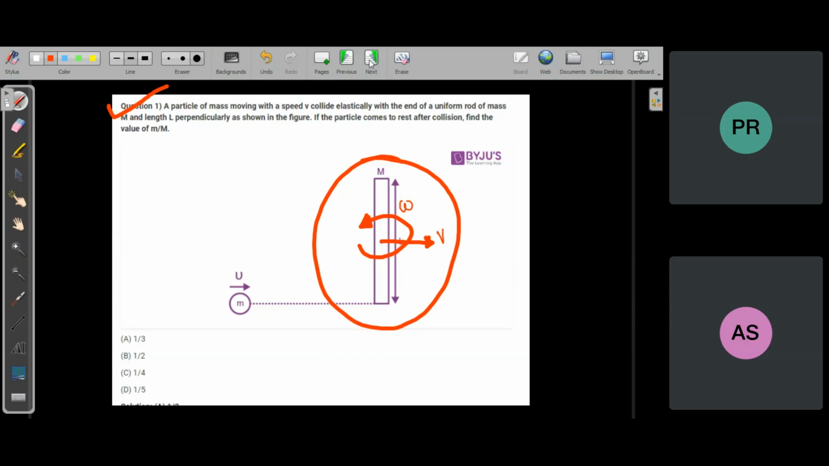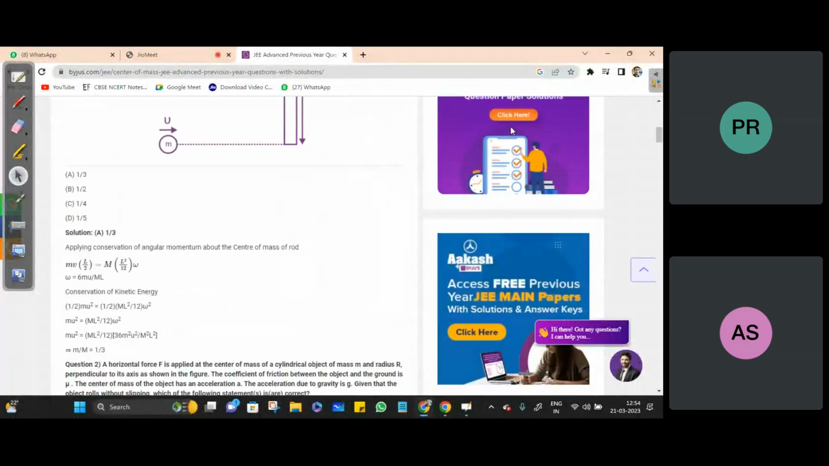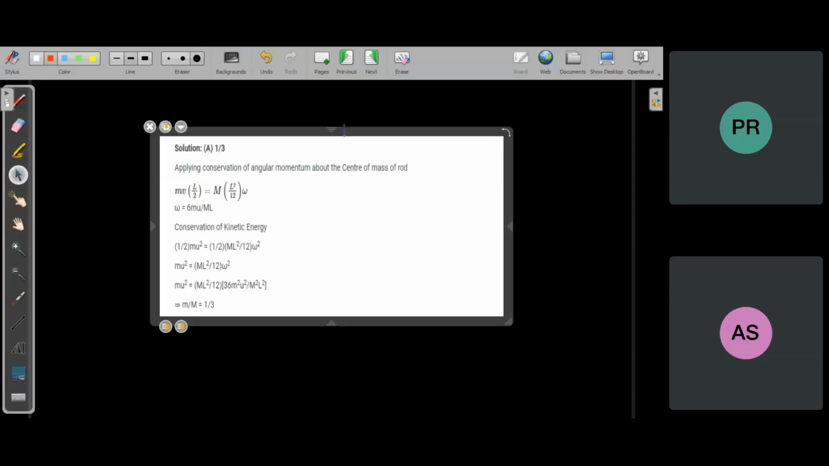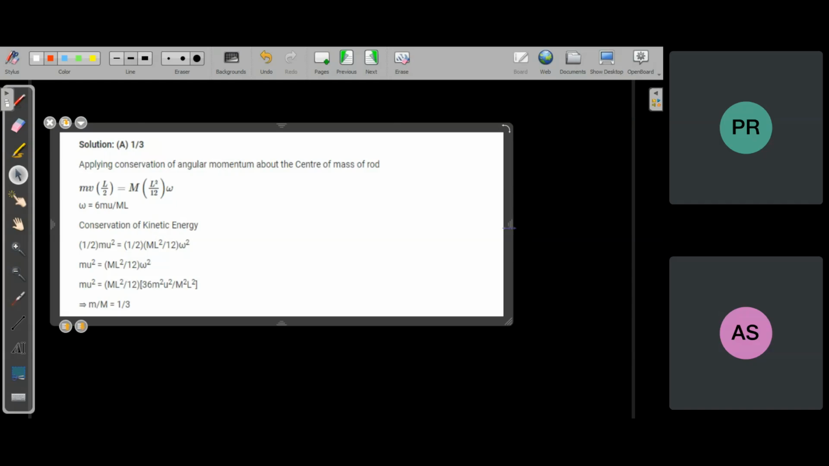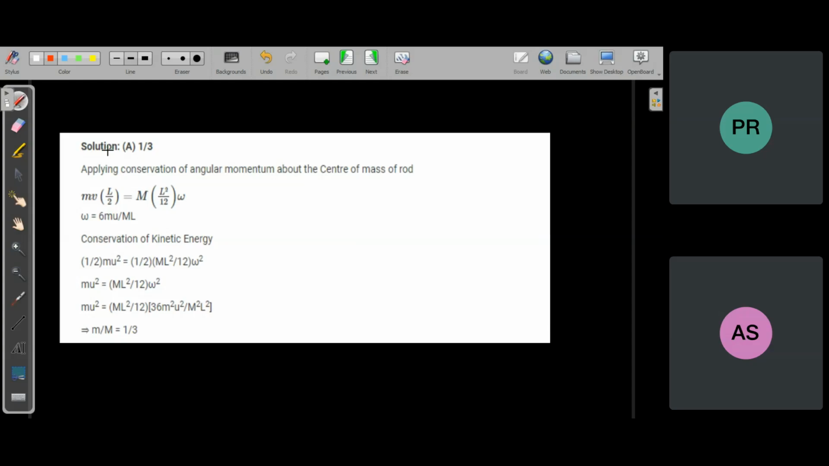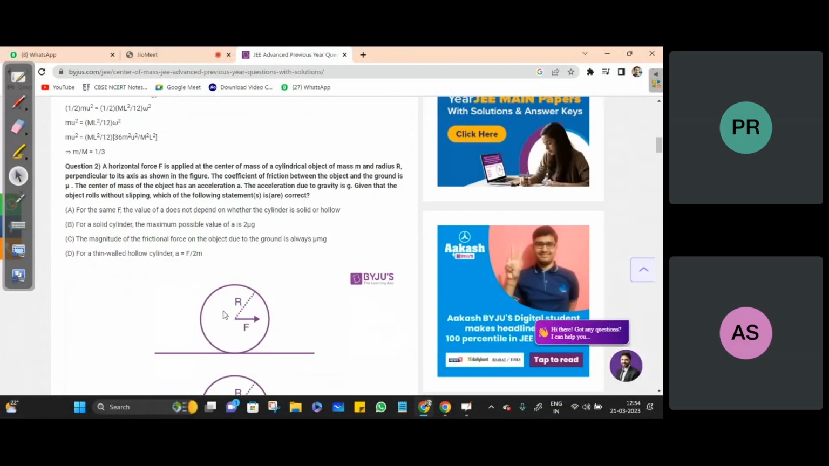If you do that, then you will get the answer. You can see this solution: conservation of angular momentum, and initial kinetic energy equals final kinetic energy. Okay. Are you getting it?